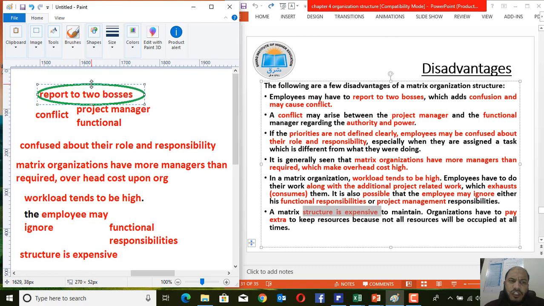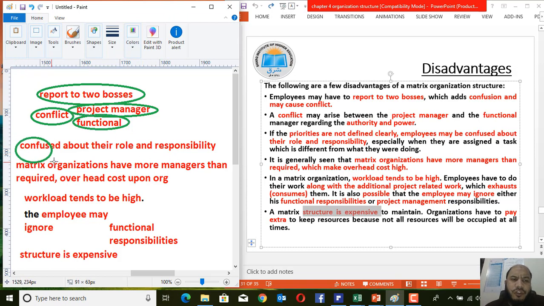Of the matrix structure, employees will report to 2 bosses. Conflict of reporting and conflict of power may arise between the project manager and the functional department. The project manager may expect the employees to provide them a report on time, but at the same time the functional department will also expect employees to be responsible to them. So this will arise conflicts between the functional department and project managers.